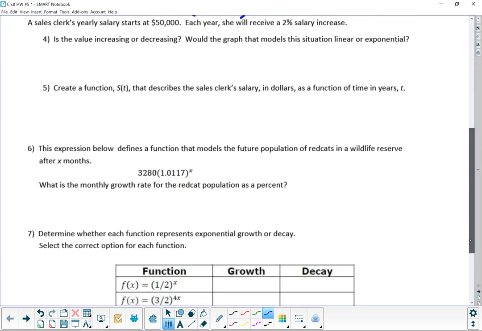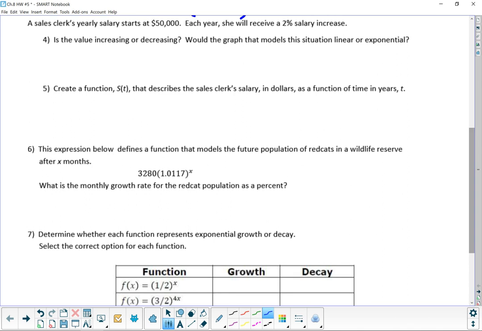Okay, number 4. So a sales clerk's yearly salary is 50,000. Each year she will receive a 2% salary increase. Is a salary increase or decreasing, right? So this is going to be increasing. And this graph will be exponential.